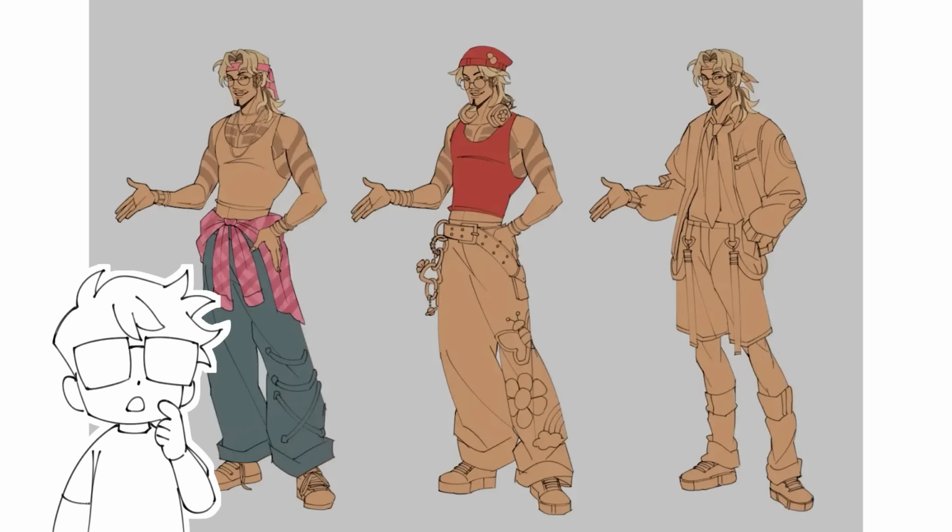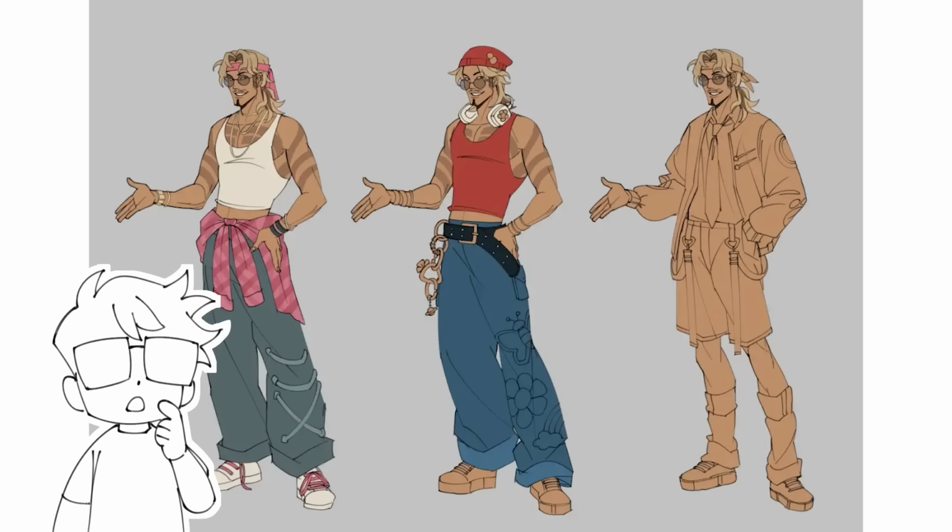Thus, I've had a lot of people ask me how I design my outfits, and while I don't think there's a specific formula to making a good outfit design, I figured I'd try to explain what I think about when approaching outfits, as well as just some general tips.